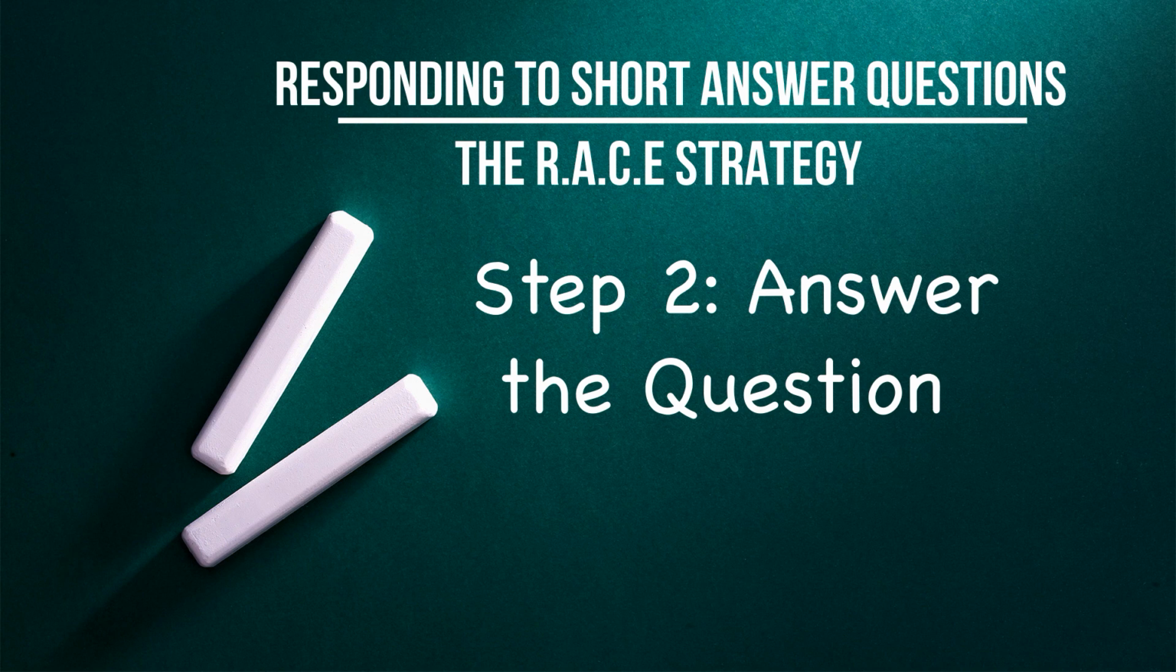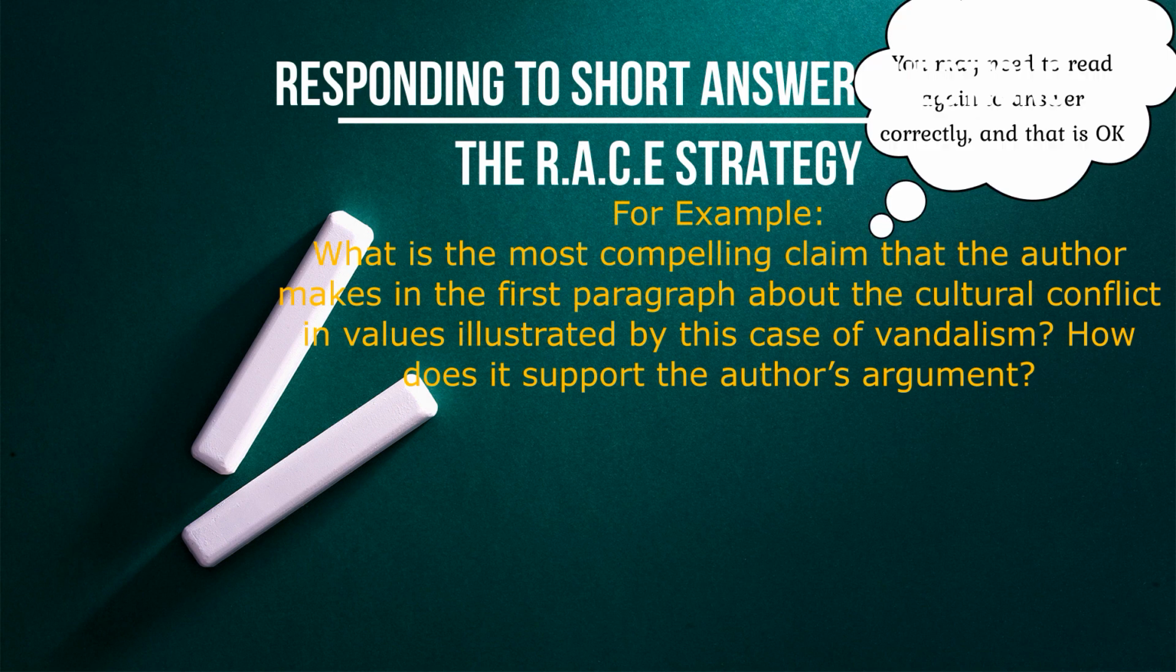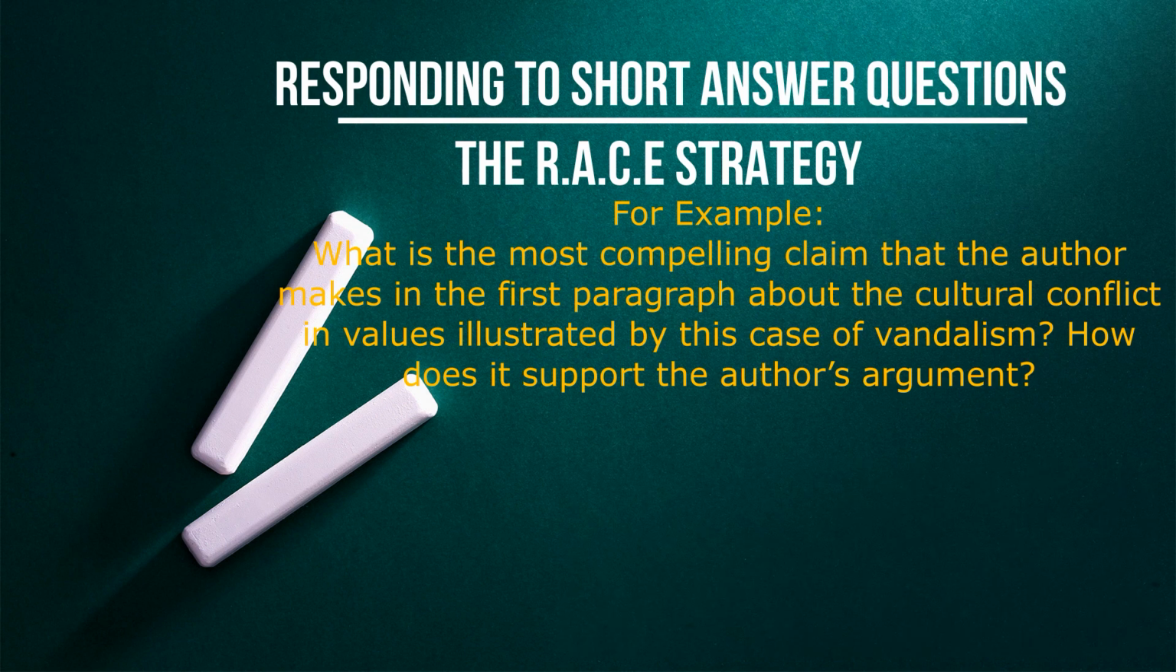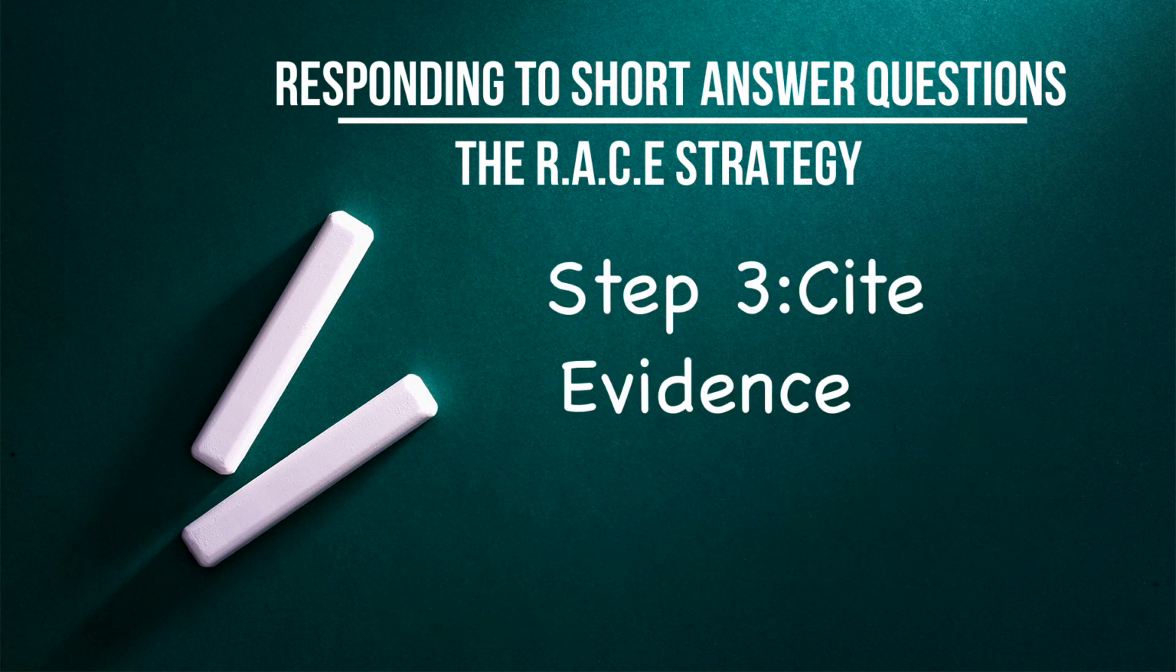Your second step is to answer the question. Now you may need to go back to the text to do this, and that's okay. But you need to make sure that you're reading and prepared to answer the question to the best of your ability. So for me, I went back to paragraph 1 as they asked me to and thought about the major culture conflict. And then I wrote my answer as you can see, which is him making a counter argument against a leading politician in order to rationalize the use of cruel and unusual punishment.